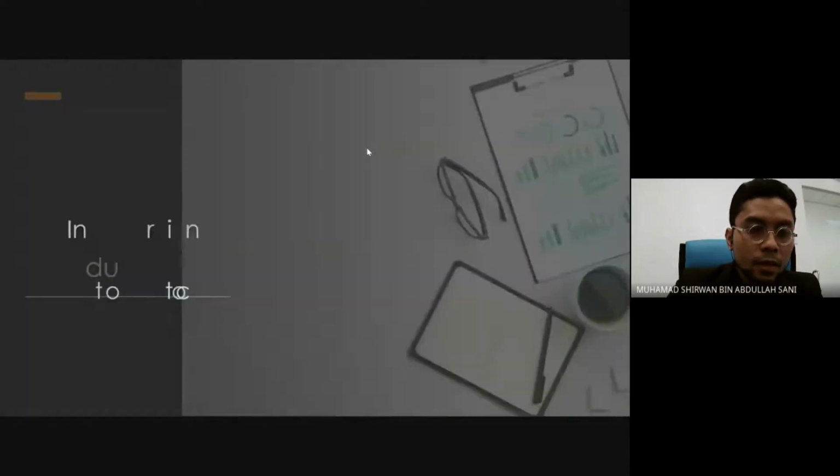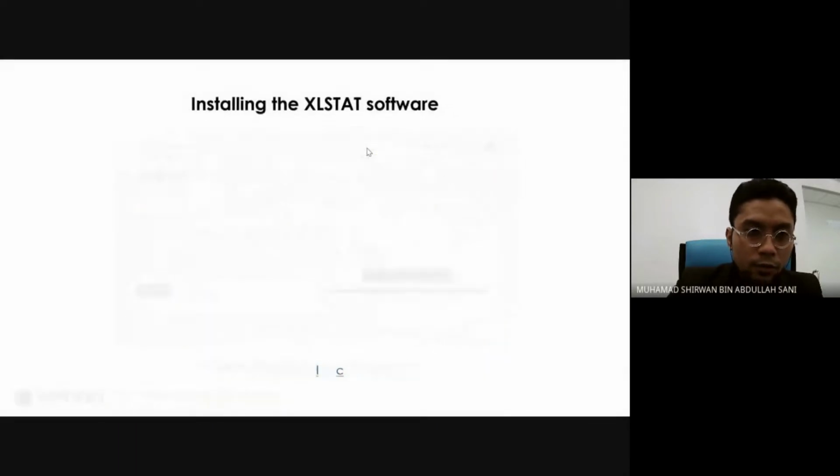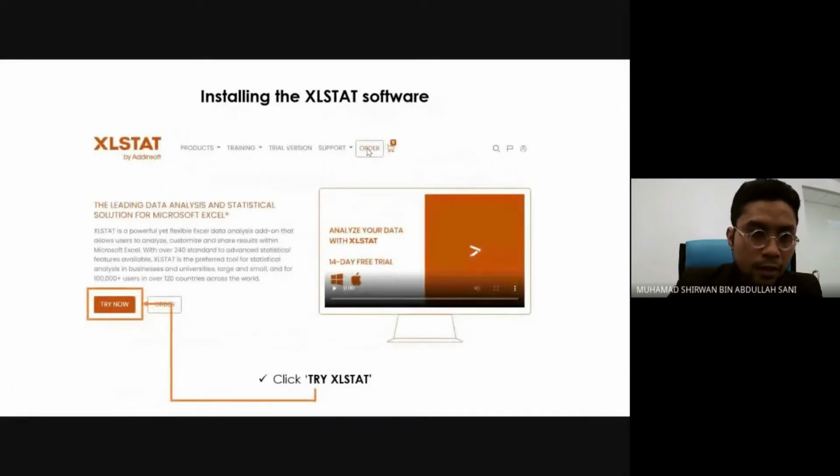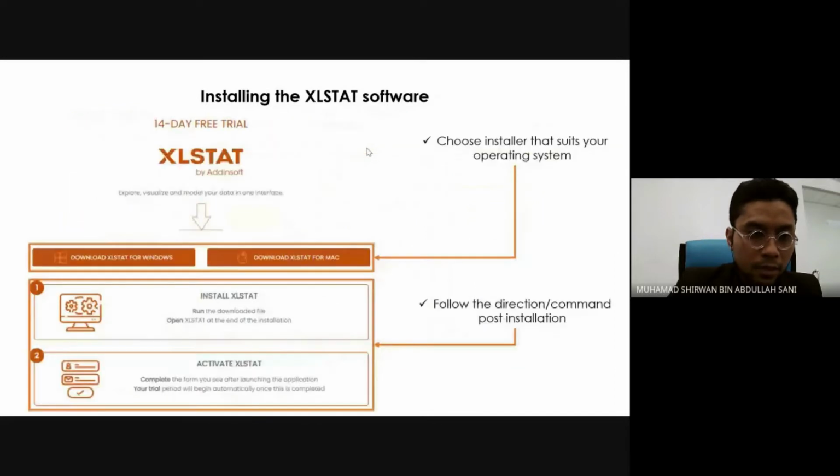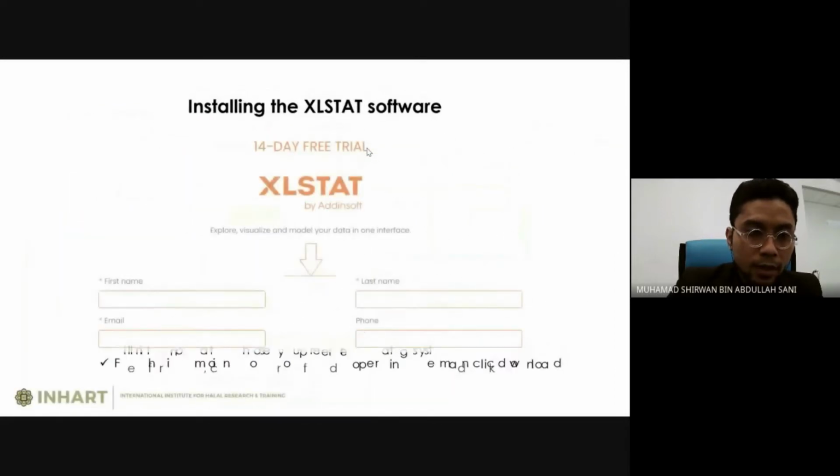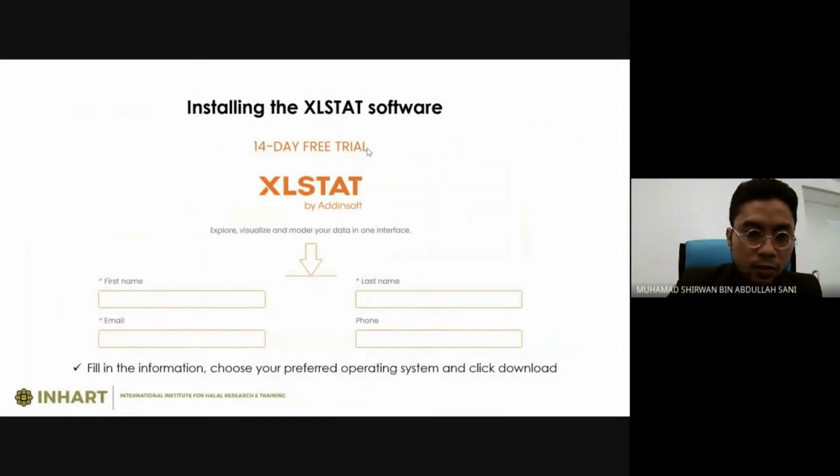Okay. So again, you have to know about the installation of the software. Okay, this one we already know how. So I hope that you don't have any problem related to this installation.